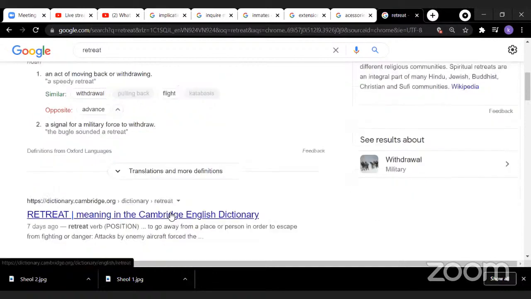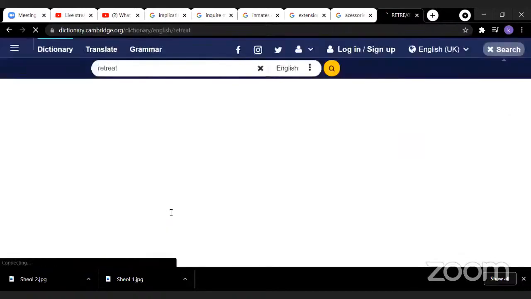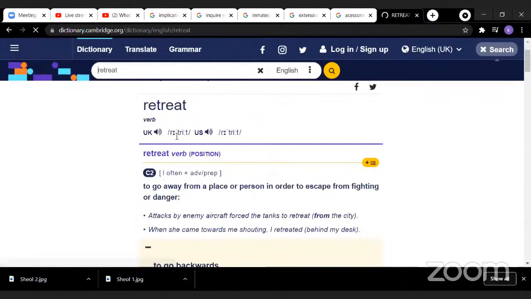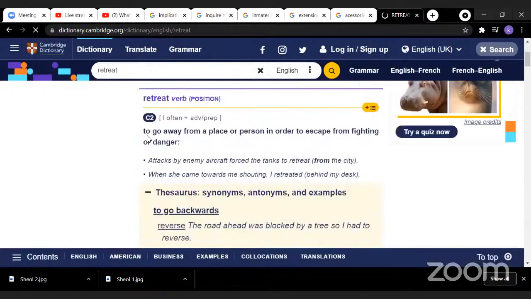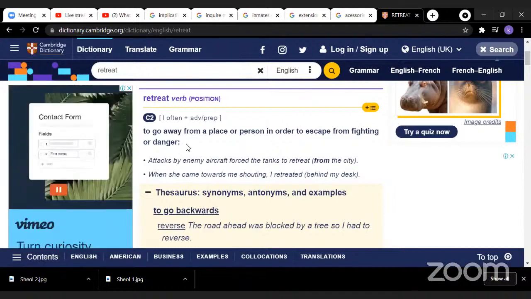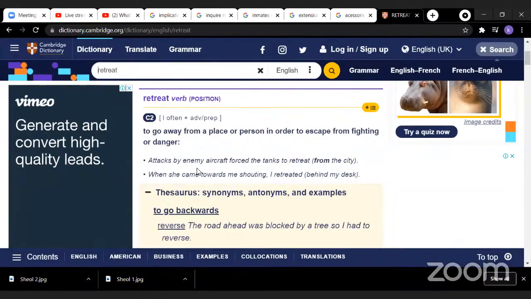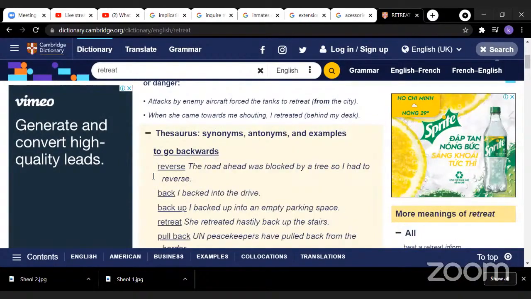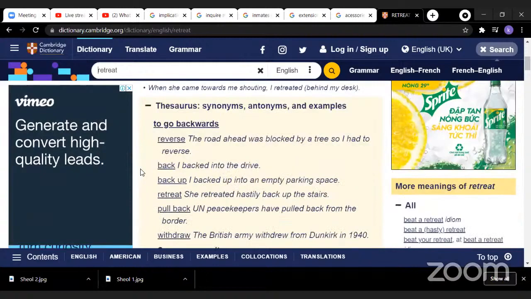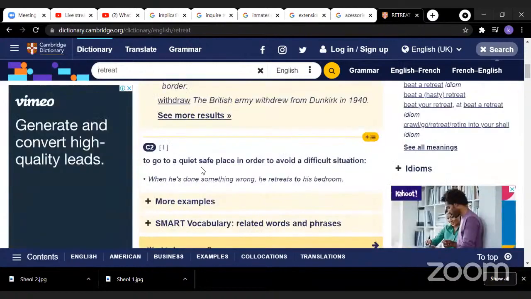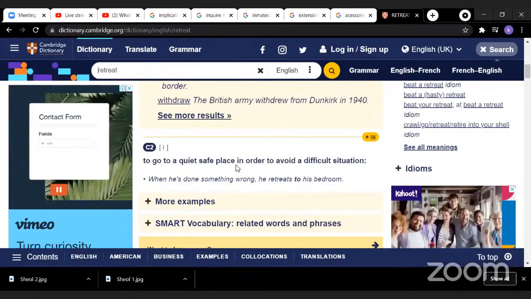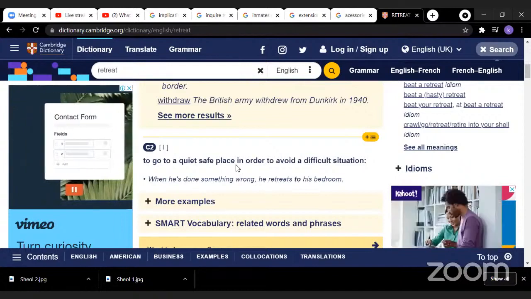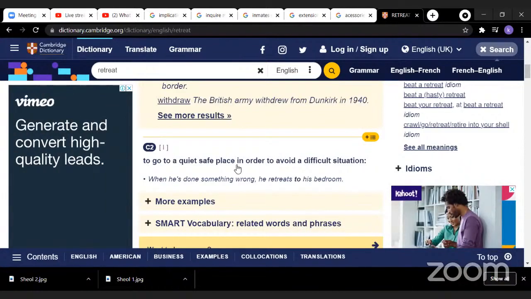Let's look in the Cambridge English Dictionary. All right. So here we see retreat as a verb, to go away from a place or person in order to escape fighting or danger. Okay. So it's basically an escape, a safe place. 2, to go to a quiet, safe place. Oh, there it is. To go to a quiet, safe place in order to avoid a difficult situation.